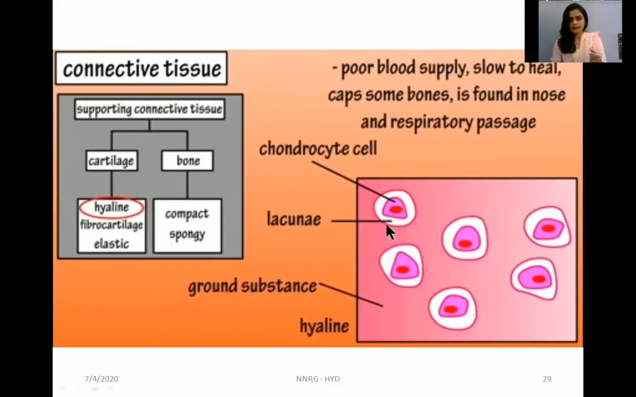So this is the hyaline cartilage, which has chondrocytes present in the lacunae. The area they are covering is called the lacunae, in which the chondrocyte cells are present. They have this ground substance, that is the matrix. They are poorly supplied with blood, and you remember, whenever there is no blood supply, the healing process will be delayed. So there is slow healing in them. They are usually present at the end of the bones, where they cap the bone, and they are found in the nose and respiratory passage also. That is the hyaline cartilage.